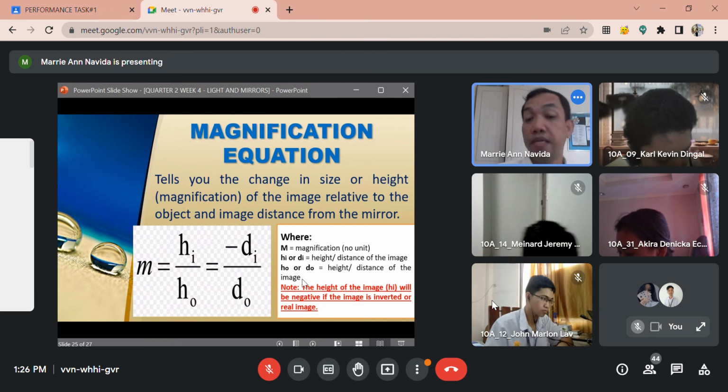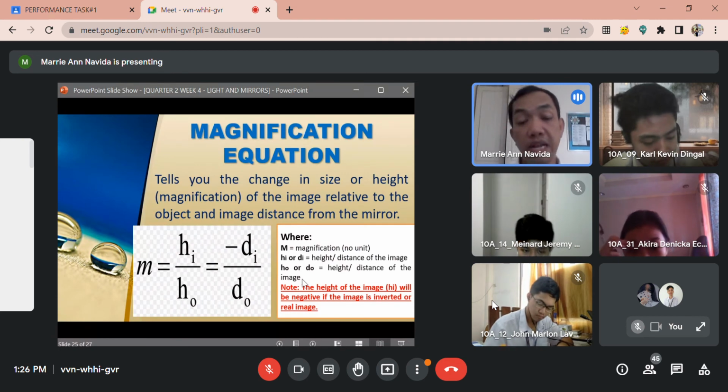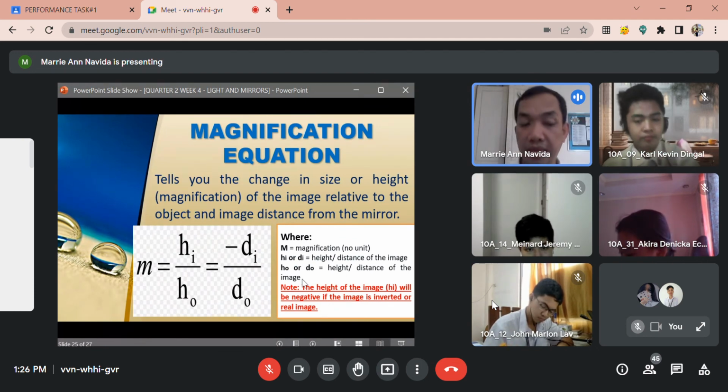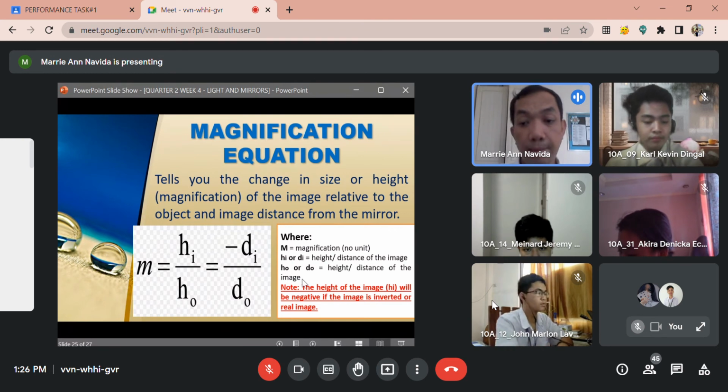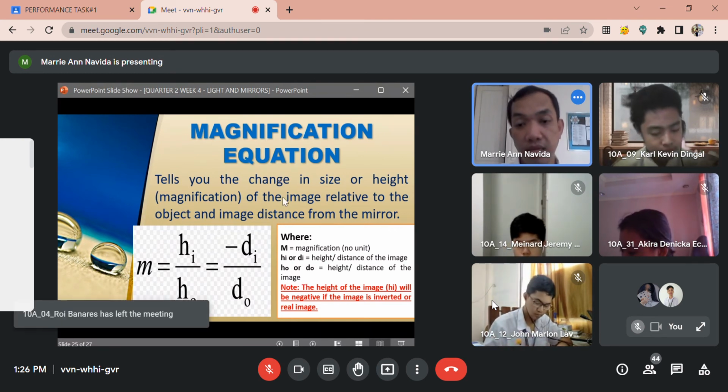So note, the height of the image will be negative if the image is inverted or real image. Okay? So if it is inverted, always remember that the DI will be negative. Okay? Question? None? Okay, can we move already?